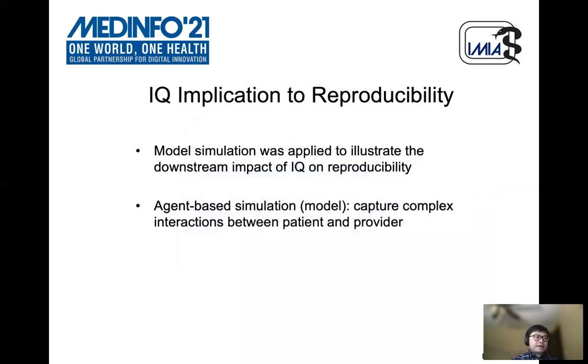To further understand the downstream impact of information quality on reproducibility, model simulation can be applied. The simulation can create synthetic medical data based on detailed analysis of real-world observational data. And previous studies suggest that agent-based simulation is suitable for EHR-based environments because it can capture the complex interactions between patient and provider.